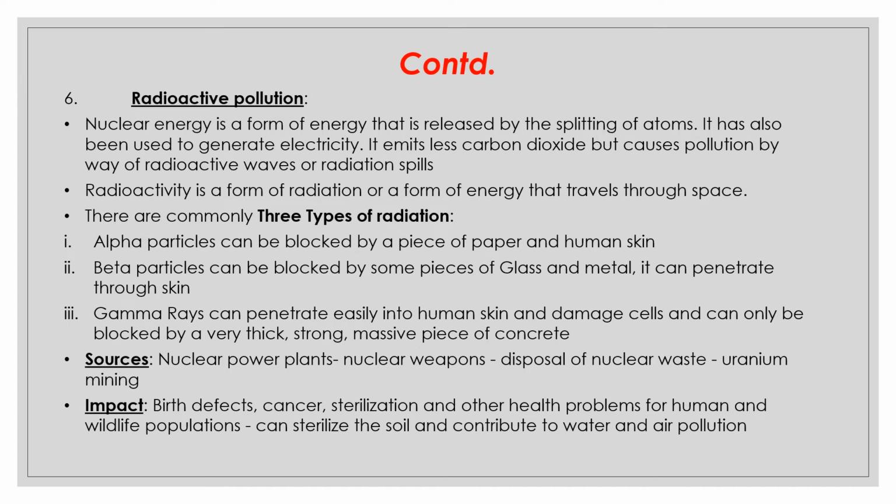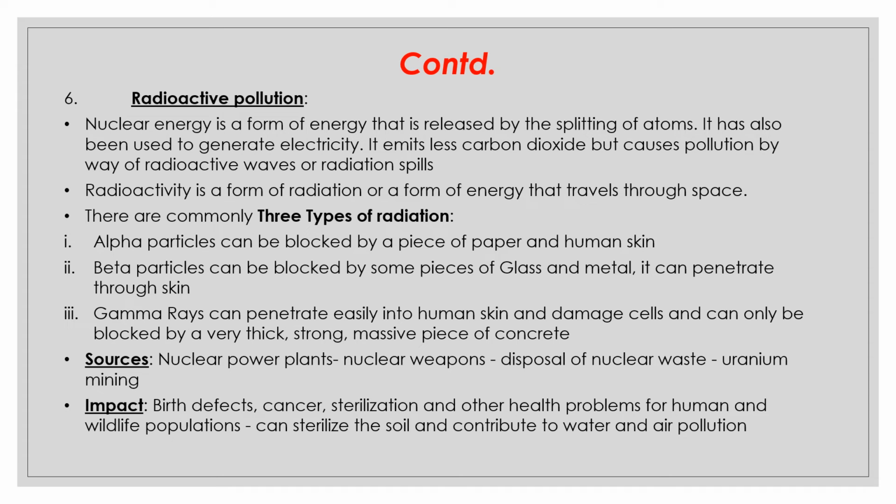But beta particles are strong. They can be blocked by some pieces of glass and metal. It can penetrate through skin. So it can be blocked by pieces of glass and metal. So it is stronger than alpha. Then the third one, gamma rays. They are very strong. Gamma rays are the strongest of all the three.